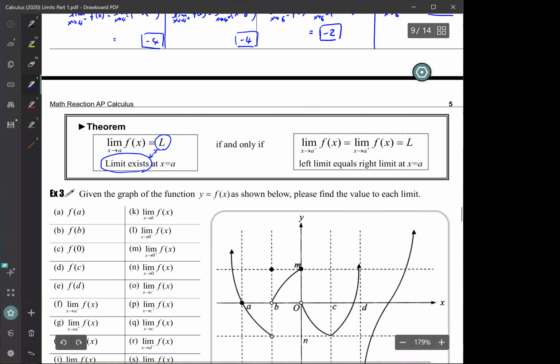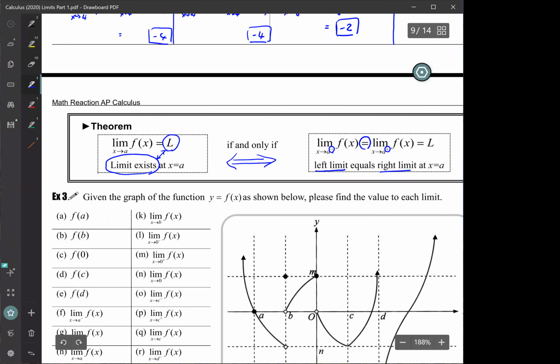If and only if, which means they equal each other. When you see limit exists, it means the left limit, you see a little minus, equals the right limit. This works back and forth. You can draw a double arrow on both sides. So limit exists means left equals the right. Left equals the right also means the limit exists. So make sure you check both sides. This sentence is very important.